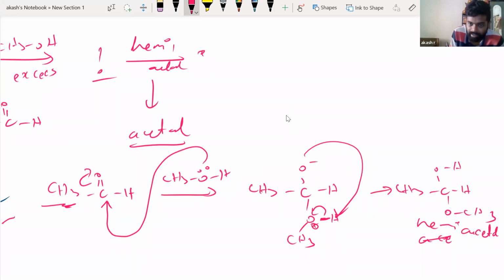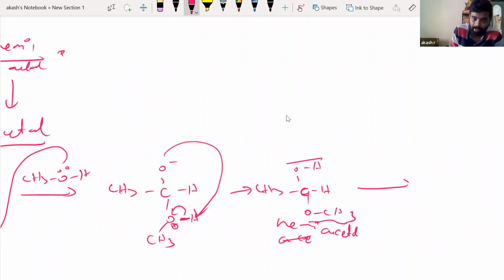Right, you understand? The same carbon has OH and OCH3. That's a hemiacetal. Then what is going to happen, people? The same thing again. Continue this reaction with CH3OH, or you can take it as CH3O minus. Now that is going to come, it's a nucleophilic substitution reaction, and the OH bond cleaves.